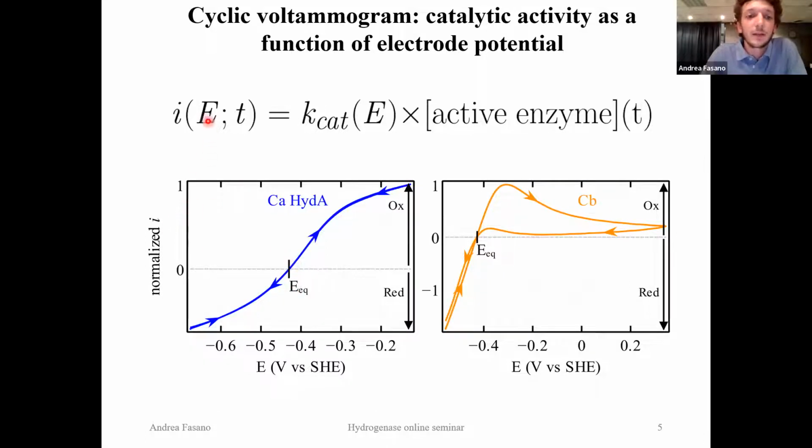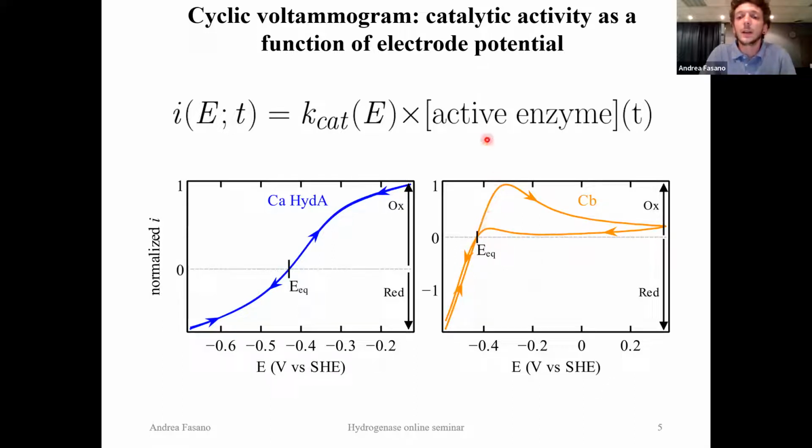Now, the current that we measure can depend on potential and time because it is the product of the steady state response of the enzyme, which depends on potential, and the active fraction of the enzyme on the electrode, which may depend on time. That is the case, for example, of the hydrogenase from Clostridium beijerinckii that was presented by Alexey Silakov last session. This enzyme is known to have a strong inactivation at high potential, meaning that on the time scale of the experiment that we run, the active fraction of the enzyme decreases while we go higher in potential. Then we can reactivate this inactive fraction of the enzyme by sweeping the potential back to a lower value.